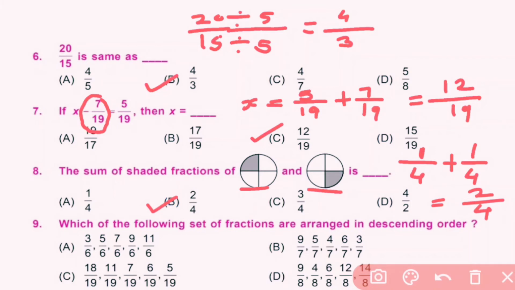Question number 9. Which of the following sets of fractions are arranged in descending order? Descending order means big to small. So first the big number followed by the small number, if denominators are the same. In option A, the numbers are arranged small to big, 3, 5, 7, 9, 11. So this is an incorrect answer. In option B, 9, 5, 4, 6. So it is also not in correct order. Option C, these numbers are arranged in big to small order. So C is the right answer.